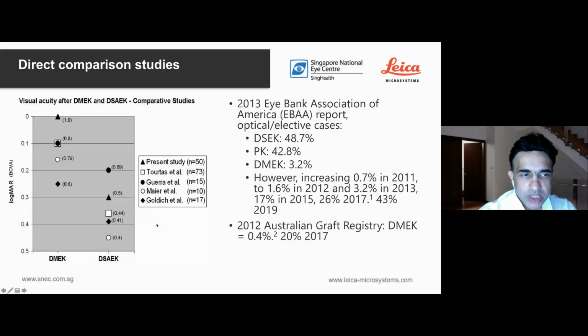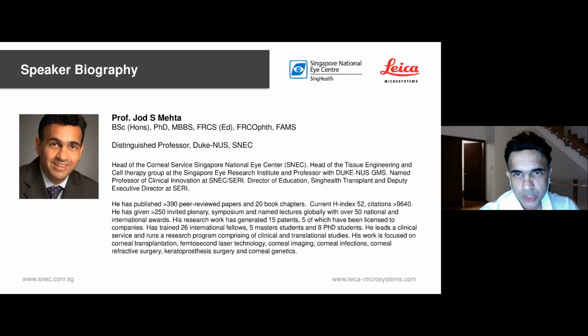The caveat to this is that a lot of these DSAEK cases are not what we consider ultra thin. So they're probably not what we consider the gold standard now for doing DSAEKs, under 100 micron grafts. These are probably slightly thicker, and that may explain why the visual acuity results are not better. But if you look at this comparison, patients do see better if they've had DMEK surgery.